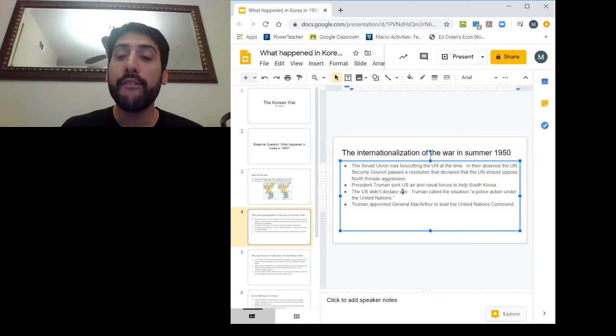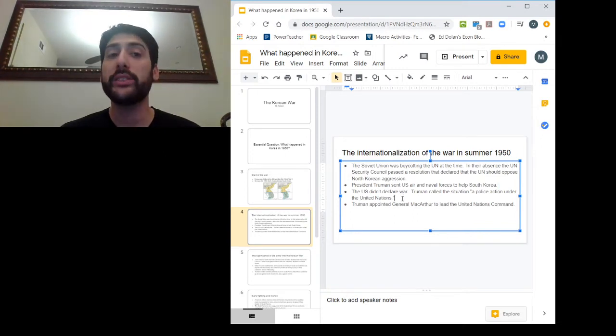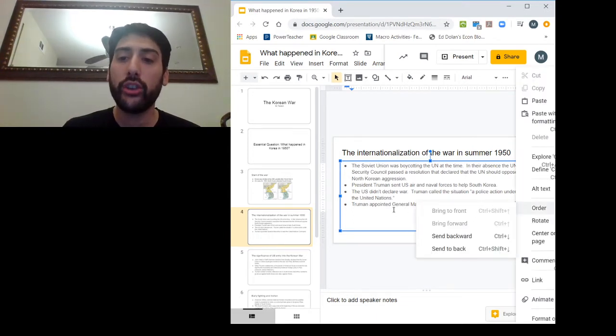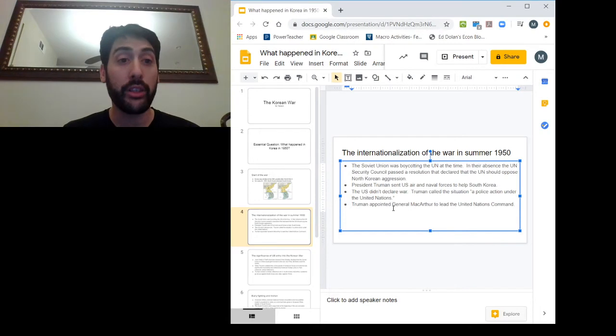All right. Very importantly, the U.S. doesn't declare war. In fact, the last war that the United States declared was World War II. So instead, Congress is going to authorize all of the military actions, but there's no war that's actually going to be declared. Instead, we're going to call it a police action. All right. And who is going to be put in charge? A general named Douglas MacArthur. He's going to be very important during this war.